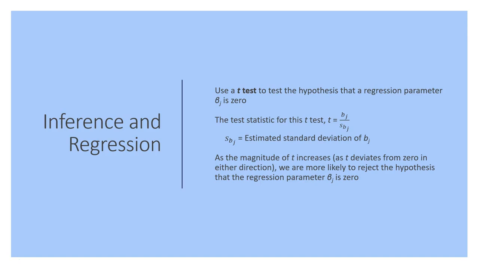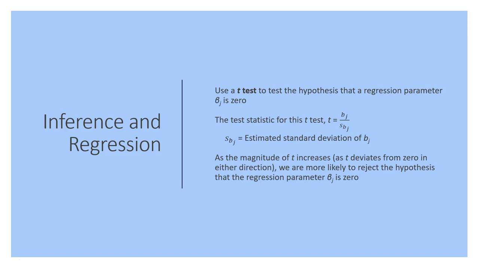And when we do this, we're going to use a t-test to evaluate it. As the magnitude of our t-value increases, we are more likely to reject the hypothesis that the regression parameter beta sub j is 0. And when we reject that hypothesis, we can conclude that a relationship exists between our dependent variable y and the independent variable x sub j.